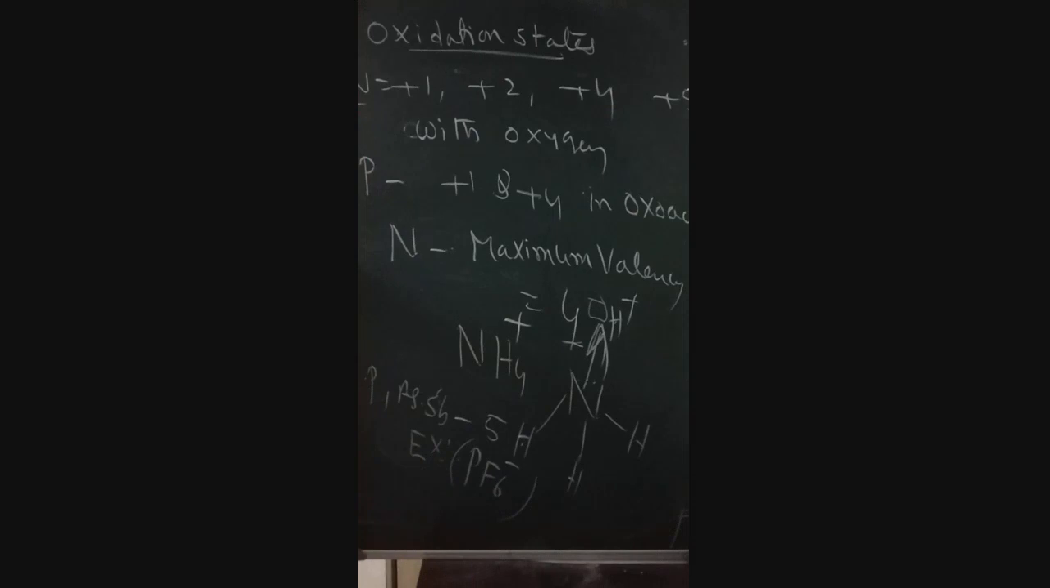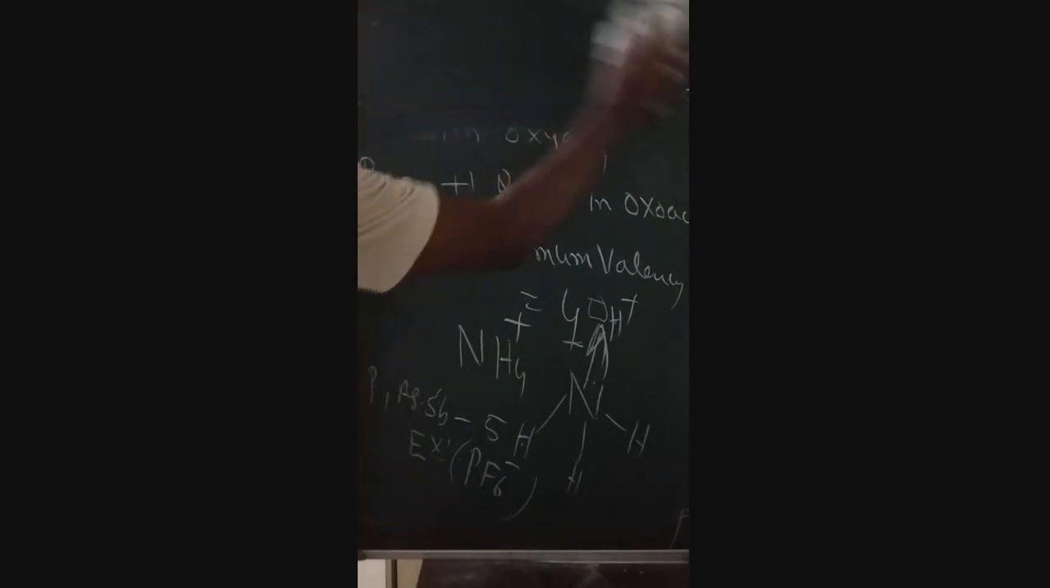Okay children. So these are the general physical properties of the 15th group elements. Okay children? Next.